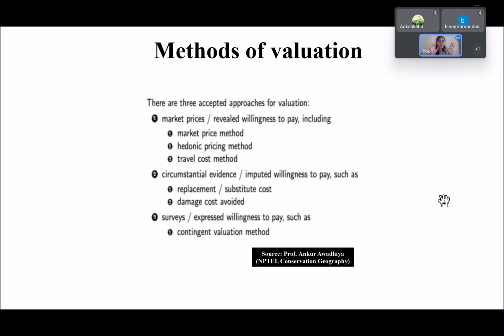Okay, this slide is talking about how you put money to your biodiversity, right? The first one is market price. The money you are putting is already there in the market, so you know where you are beginning. Let's say I want to clear a forest patch, and the forest is giving me fruit, wood, and timber, and all of these are sold in the market. So I look at the market prices for this.